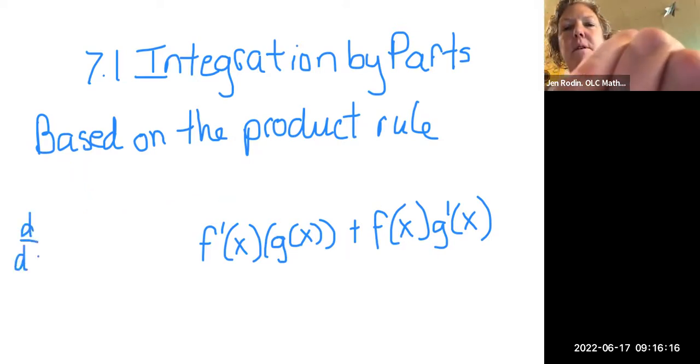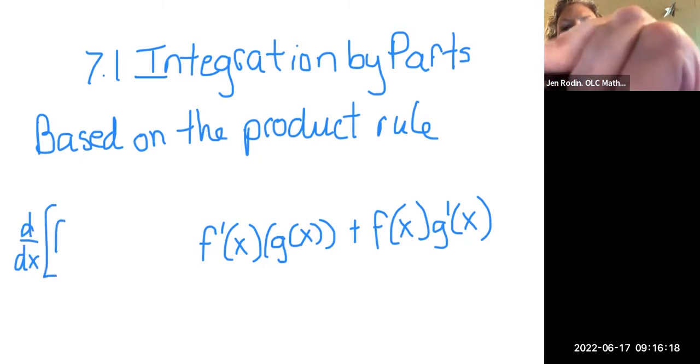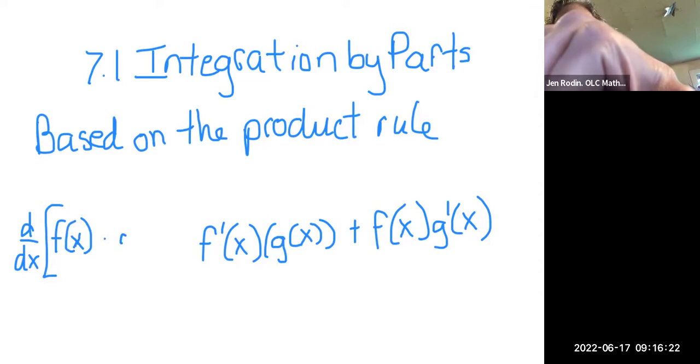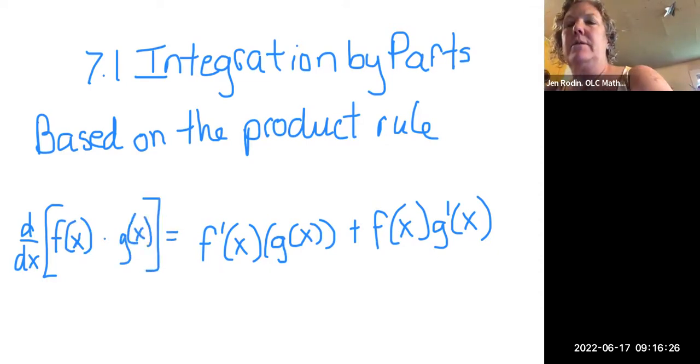Derivative of f of x times g of x equals derivative of the first times the second plus the first times the derivative of the second. And they move the things around until they can, let's see.